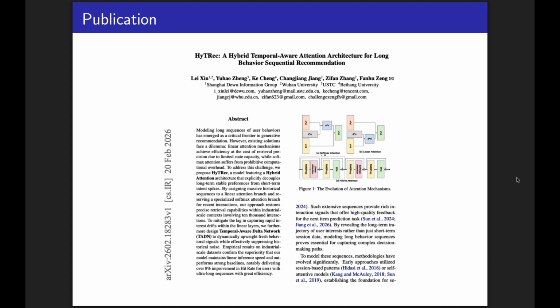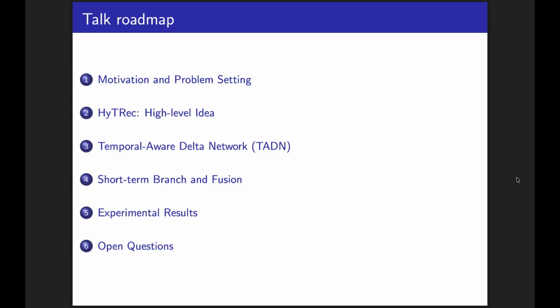And what I'm gonna do in this presentation is start with the main motivation, the high-level problem setting, and I will later slowly introduce the innovations introduced by this HyTRec paper. And there will be also a moment where I will go into the details of the core additions that have been added by these researchers to the Delta network models.